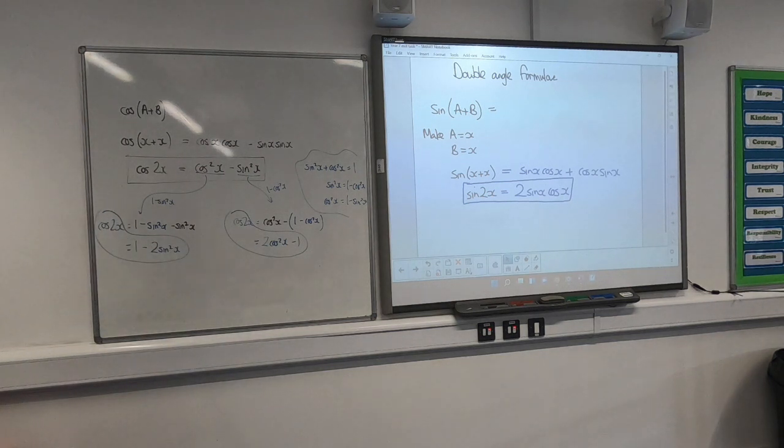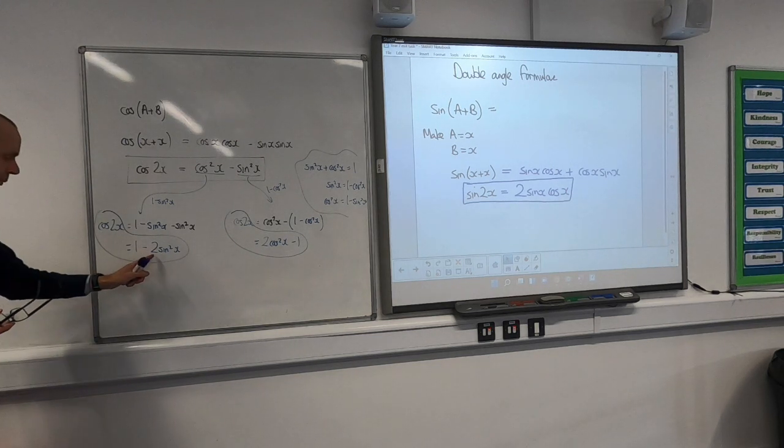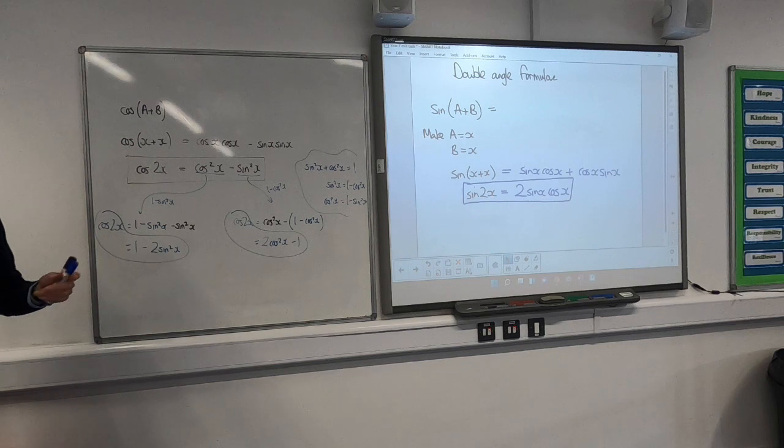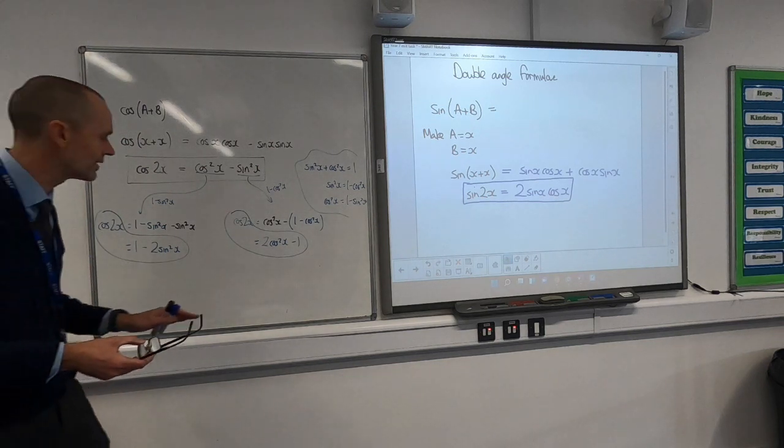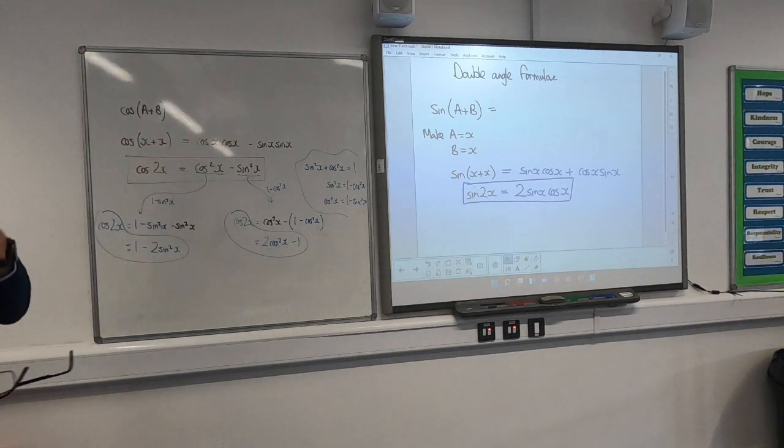How do you know which one? Well, maybe it's an equation where everything else is in sine. So it's probably going to involve that. You might end up with a quadratic in sine. Maybe it's an equation where everything's in cos. And certainly my job between now and Christmas is to get you to the point where you are able to choose which of these rules you're going to use in which situation.